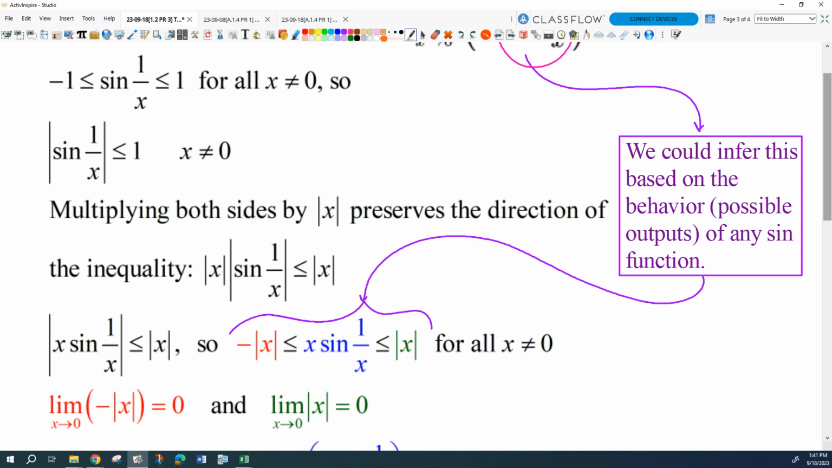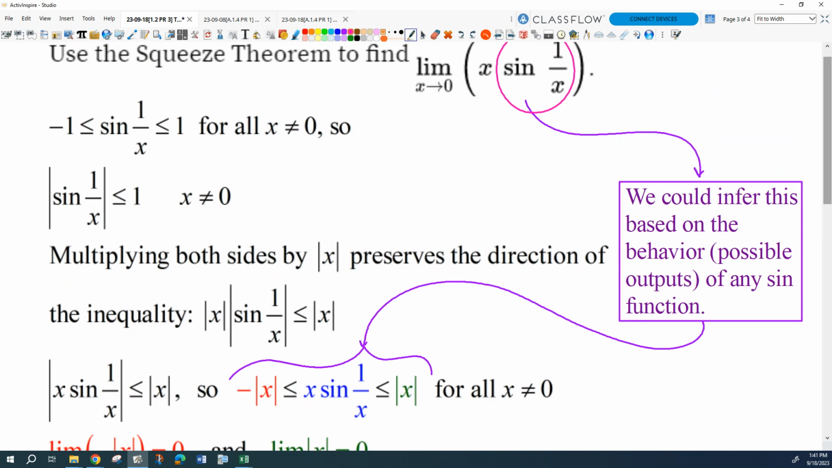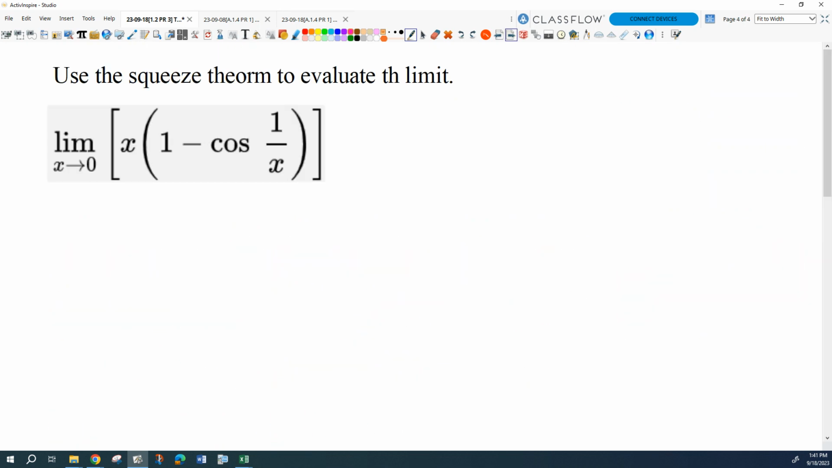I don't know. Let's look at one more example like this and see if you guys can kind of talk me through this one a little bit. How could we do this one? What was kind of the trick? What did we do here that was helpful before? We took into account a property of a sine function. Cosine works the same way, right? So what could we do here?